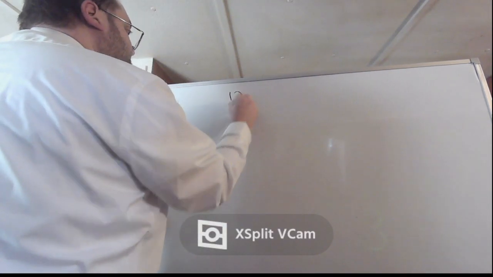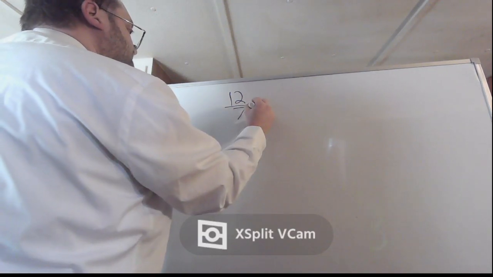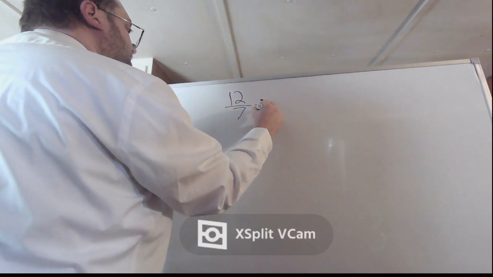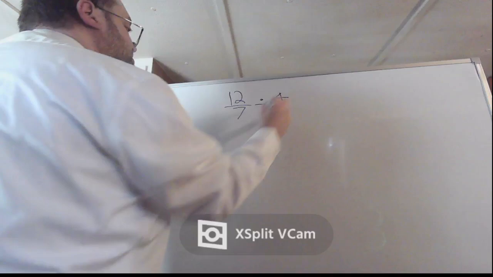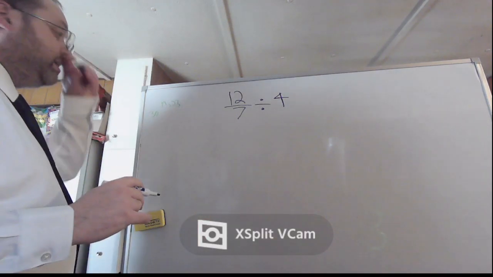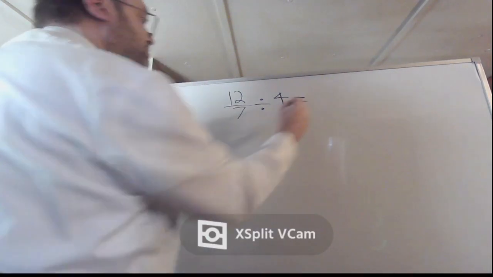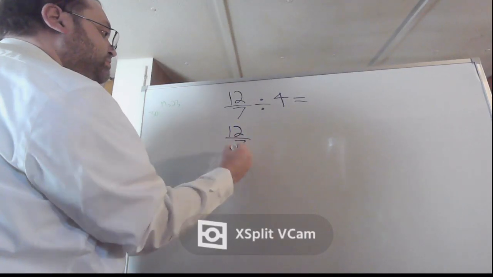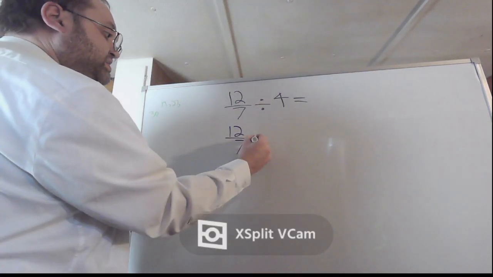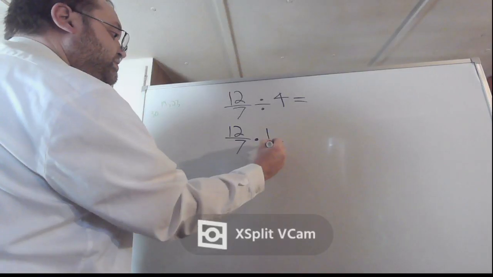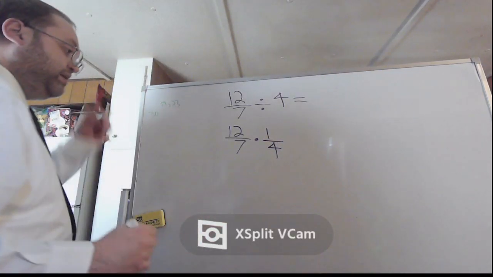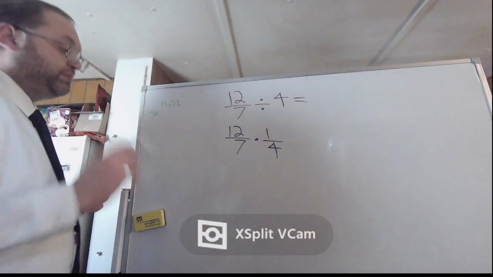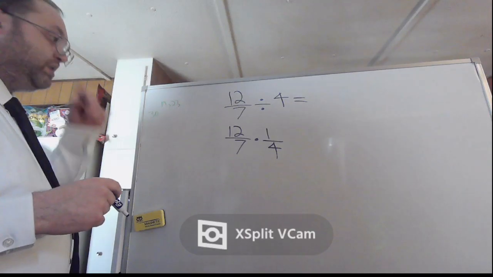Okay, 12/7 divided by 4. So we got 12/7 divided by 4. Again, we're going to invert and multiply that 4, so the 12/7 will stay the same, but divided by 4 turns into times 1/4. So we are reduced down to a multiplication of fractions problem.